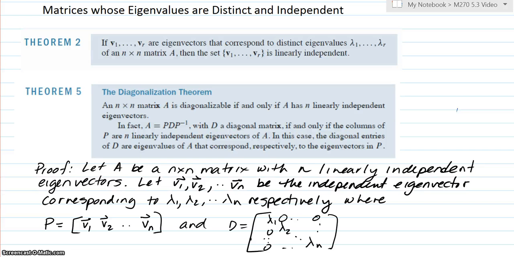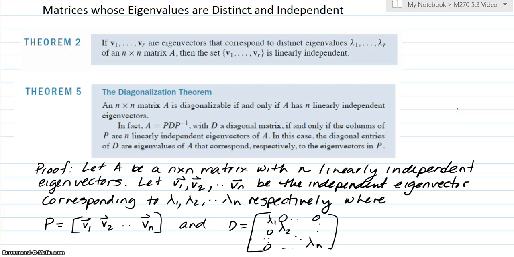Hello again. In this video we're going to look at several theorems whose eigenvalues are distinct and independent. In our last example of our last video, the eigenvalues of that matrix were distinct. They were different. What are some theorems that go along with that? Let's start with the first theorem here.